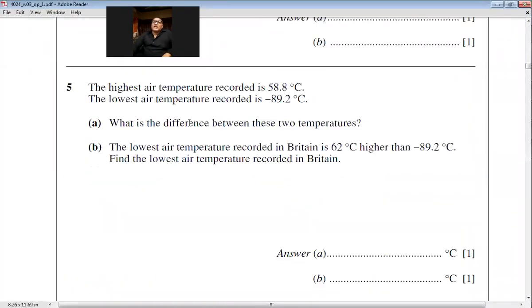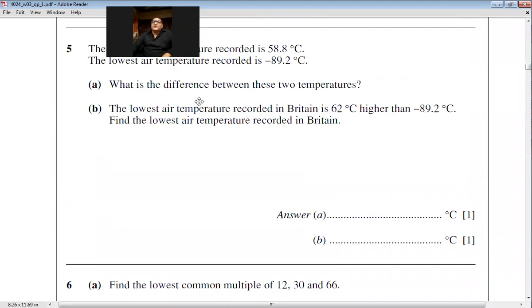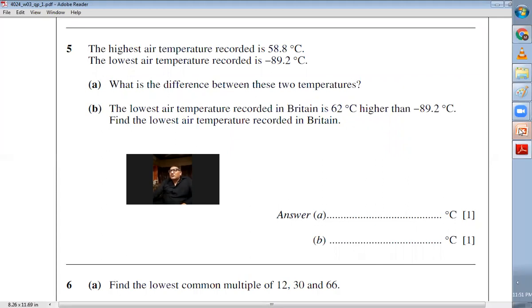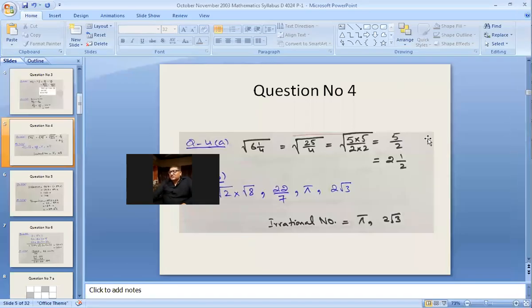question. And the next question is question number 5, that is showing on your screen. The highest air temperature recorded is 58.8 degrees centigrade. The lowest air temperature recorded is minus 89.2 degrees centigrade. What is the difference between these two temperatures? So 58.8 minus 89.2. Let me show you how I have done this.